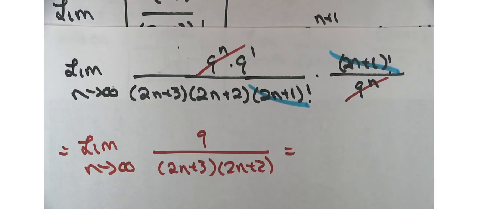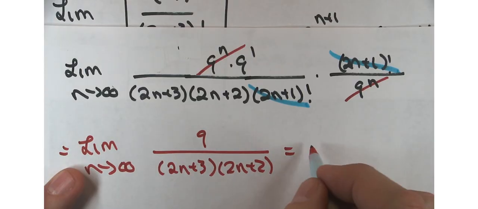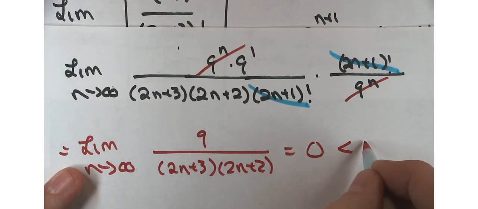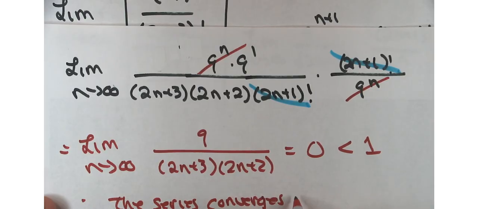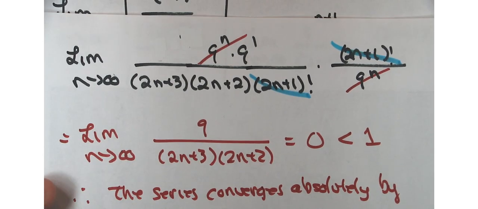0. That's nice. It equals 0, which is less than 1. Therefore, the series converges. How? Absolutely, by the ratio test. Nice.